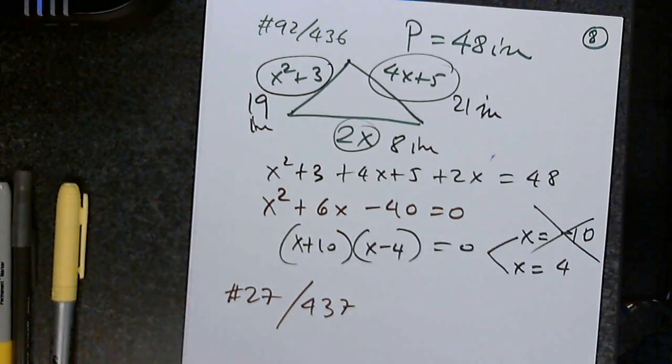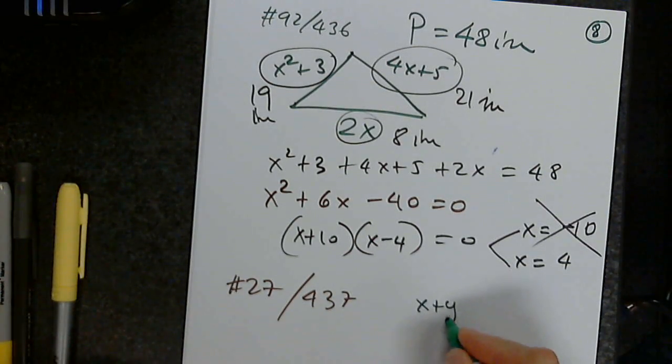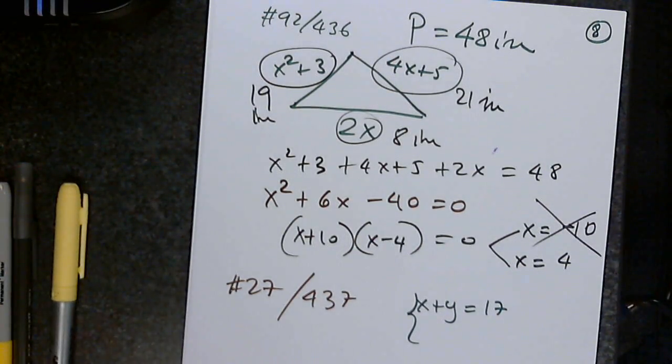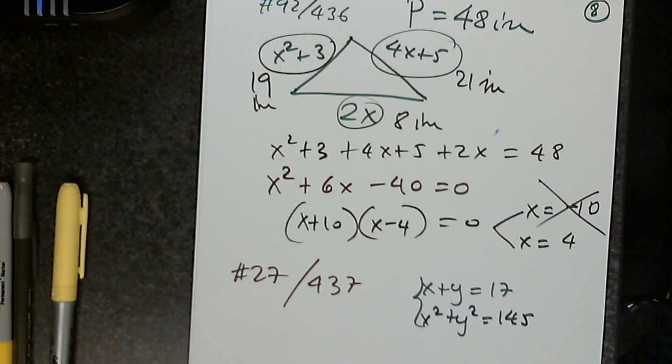The sum of two numbers is 17. Can anyone tell us what to write? The sum of two numbers is 17. Excellent. And the sum of their squares, the sum of their squares is 145. X squared plus y squared. Very good. Okay, what do I do now?